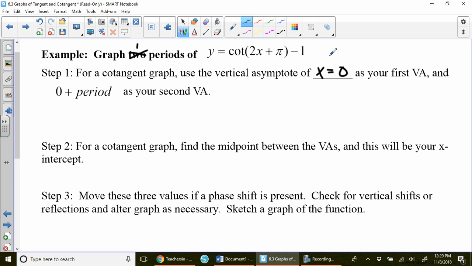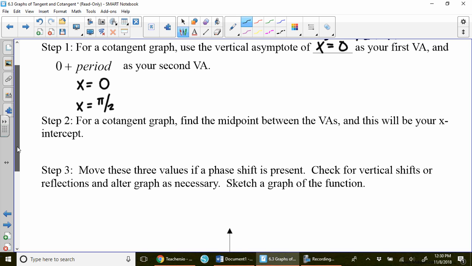So for this function, let's go ahead and find the period, which is pi over b, and then the phase shift, which is c over b, and it's moving to the, oops, not to the right, it's moving to the left. Okay, so our first vertical asymptote is always going to be x equals 0. Our second vertical asymptote is always going to be that plus the period. So this one's definitely easier to find than the tangent. So this one's going to be pi over 2. So these are our 2 vertical asymptotes.